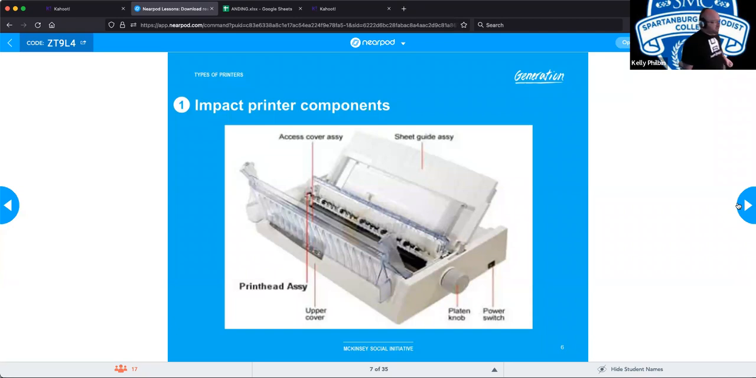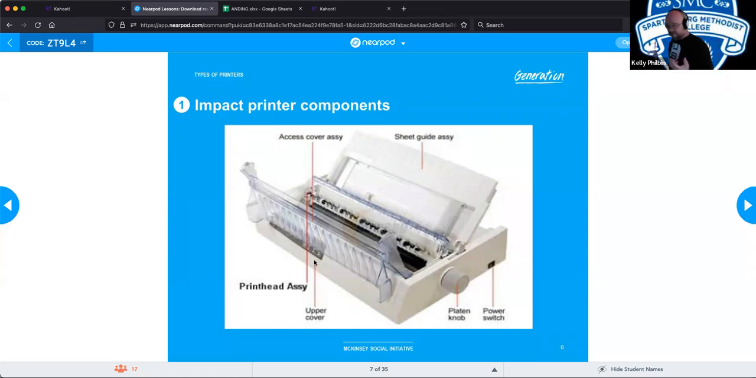Here's a basic look at what an impact printer looks like with its components. You know, you've got your power switch, your sheet guide here that you would feed over the back, access cover, tray. The print head assembly is on a carriage that rides back and forth, and it has an upper cover. There's some other details that we will get into, but just basic parts that we want to be aware of.